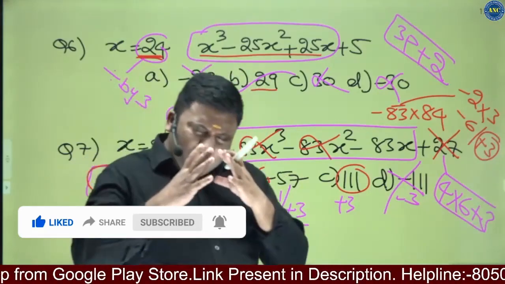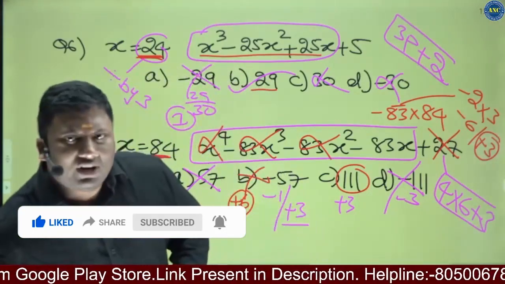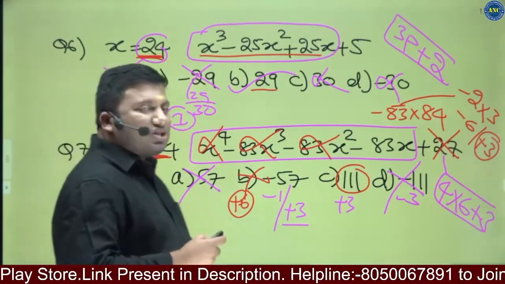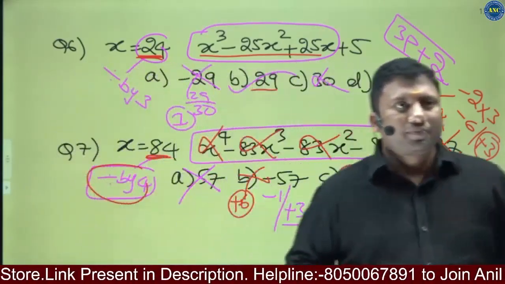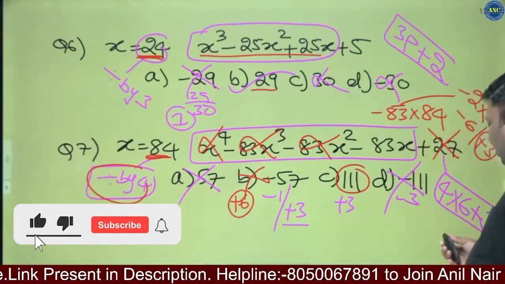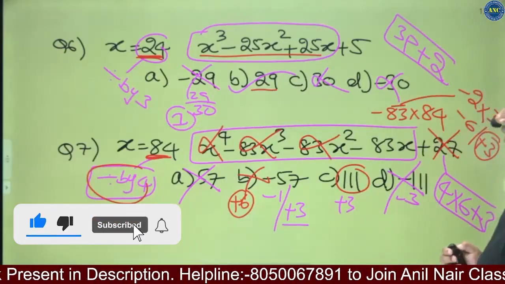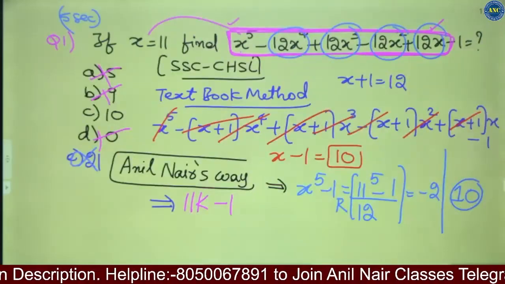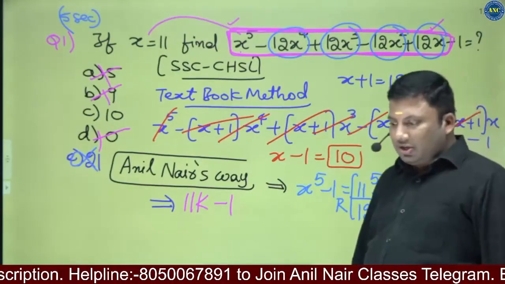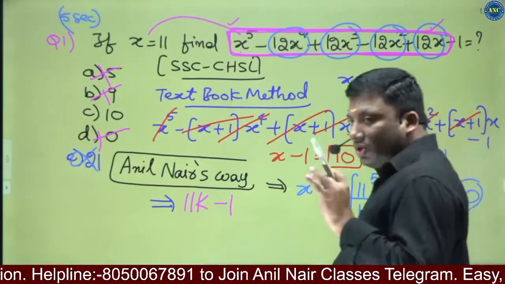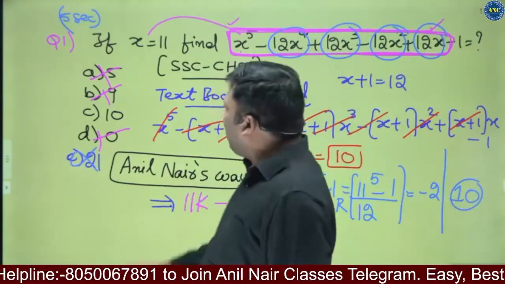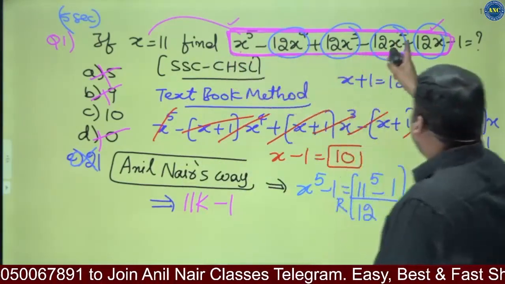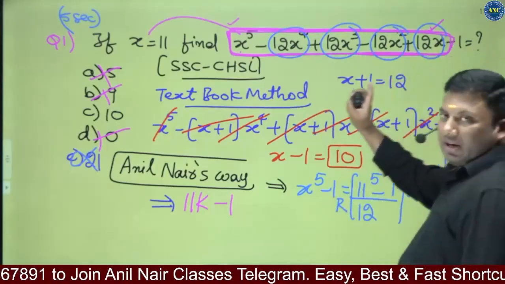Always remember, sir, whenever you are solving aptitude related problems, the first thing is to read the question. Reading the question will give you a lot of ideas, sir. See here, first question. This is the foundation question. The first thing you learn in question number 1: all the terms contain x, so it is divisible by 11. 11 into something minus 1.